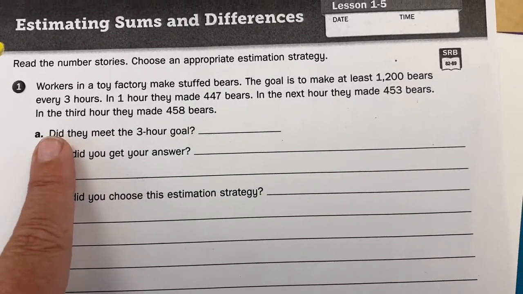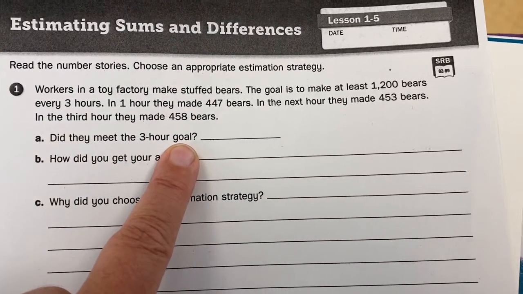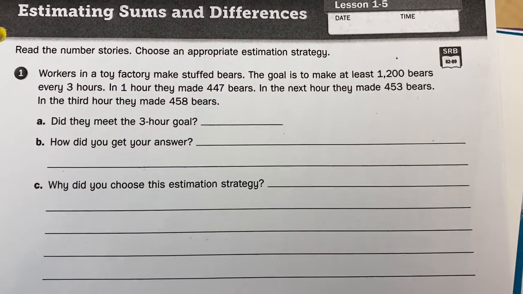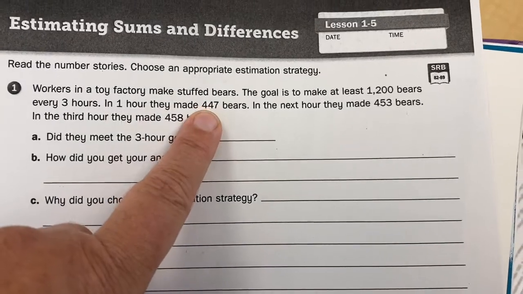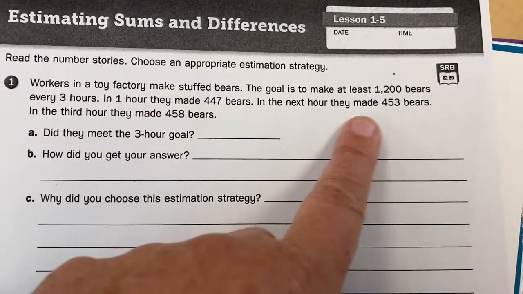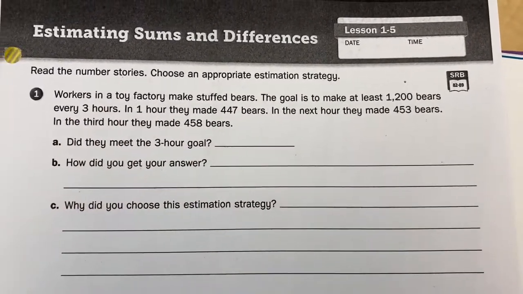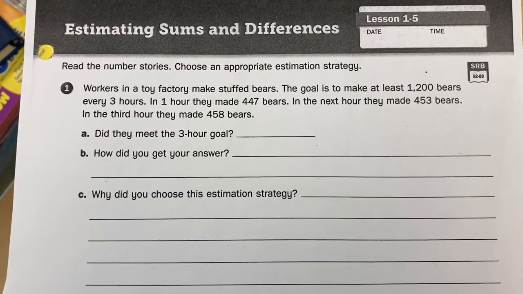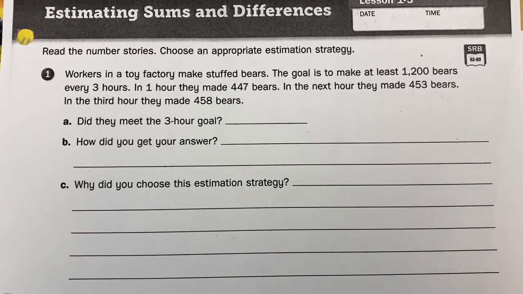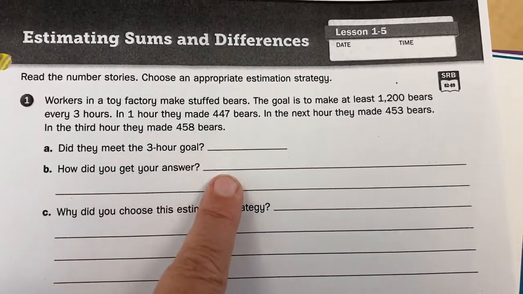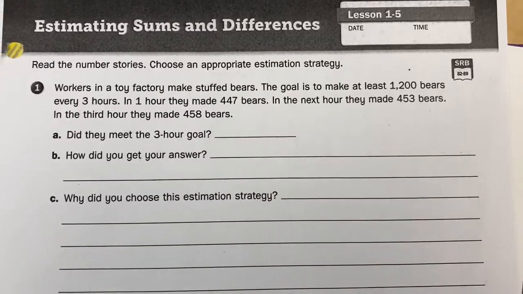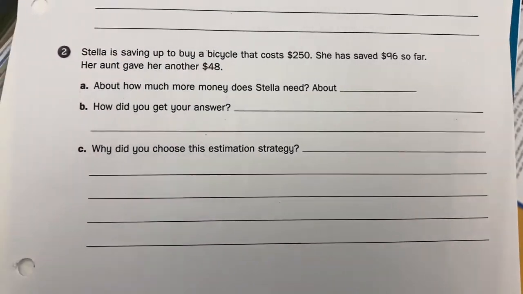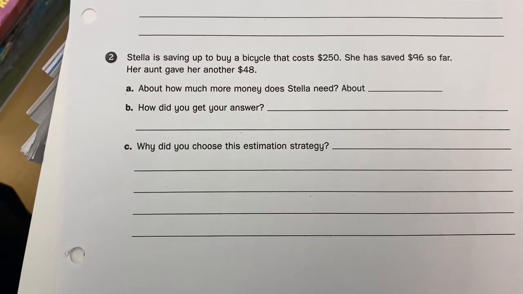So what we have to do is say, did they make their 3-hour goal? And how did you get your answer? Remember, I want you to round it to the greatest place value. So you round it to the hundreds, round it to the hundreds, round it to the hundreds. Once you do that, add them together and see what you get. Is it more than 1,200? Then you can tell me yes or no, and work out your problem here. How did you get your answer? Again, I'm putting this on Canvas, so you're not doing the page in your book.